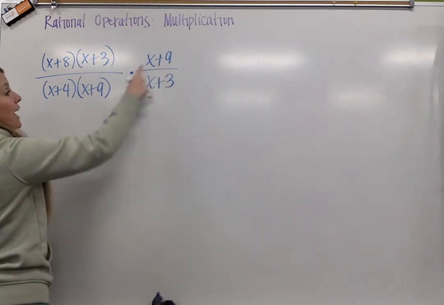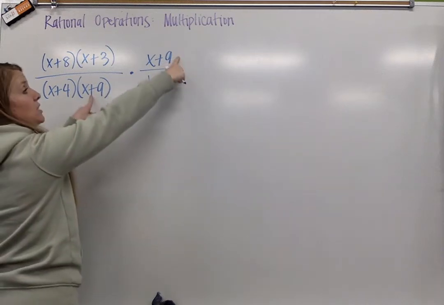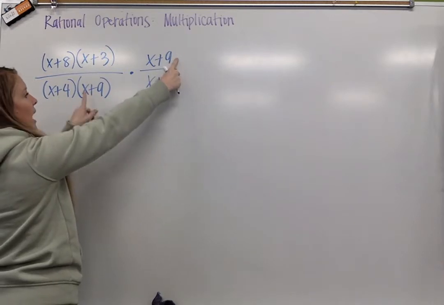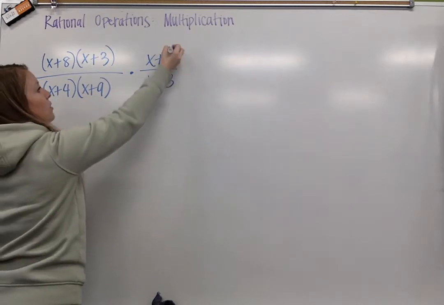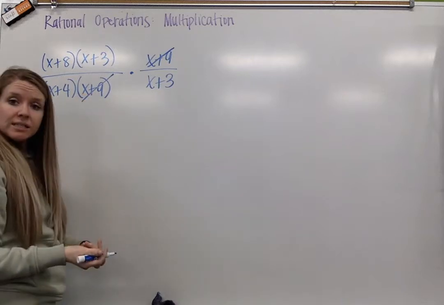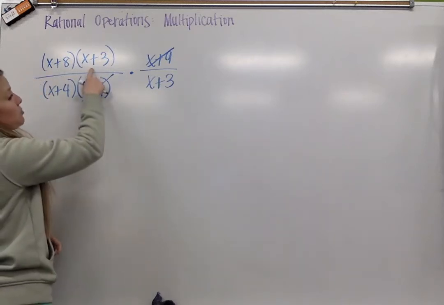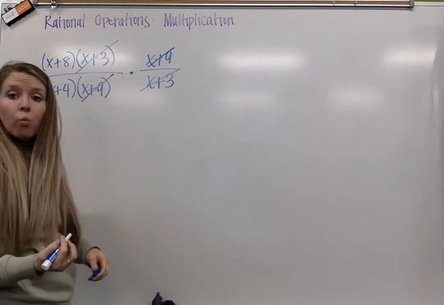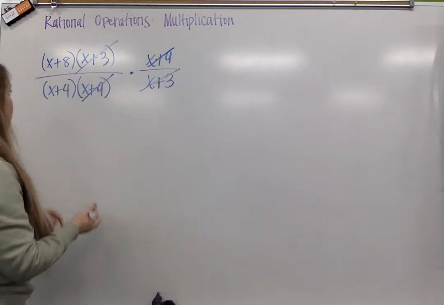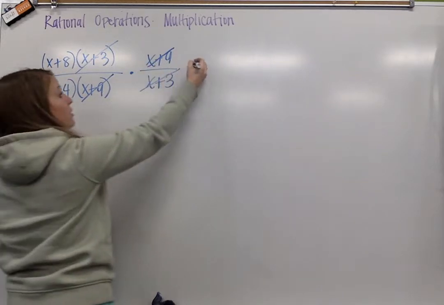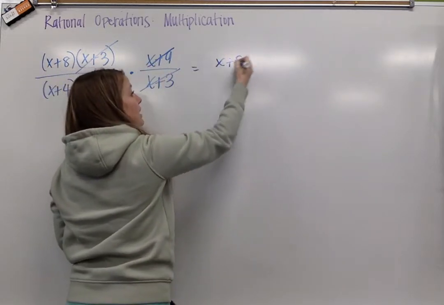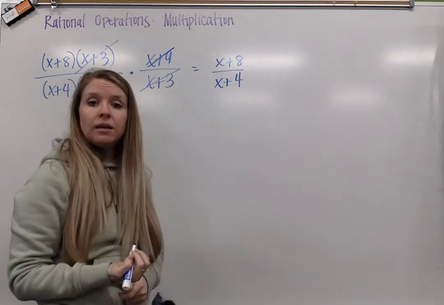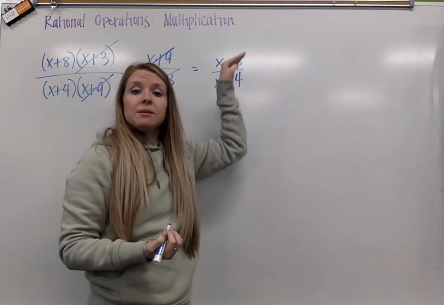So x plus 9 and x plus 9. One's in the numerator, one's in the denominator. So this is really x plus 9 divided by x plus 9, which is 1. So it simplifies. Then I have x plus 3 divided by x plus 3. That reduces to 1, so it simplifies. And now I'm left with x plus 8 divided by x plus 4. Okay? These are fully simplified.